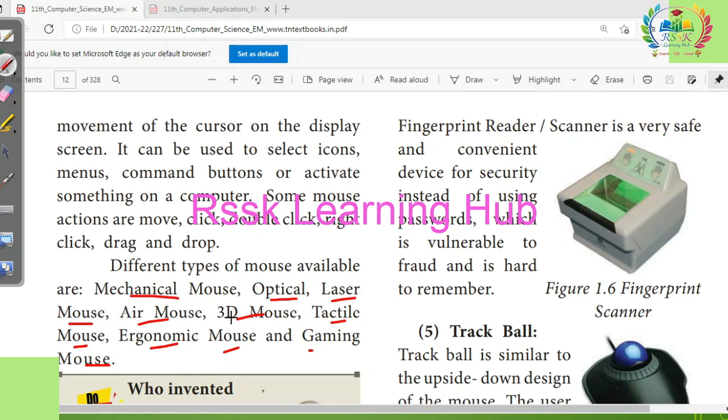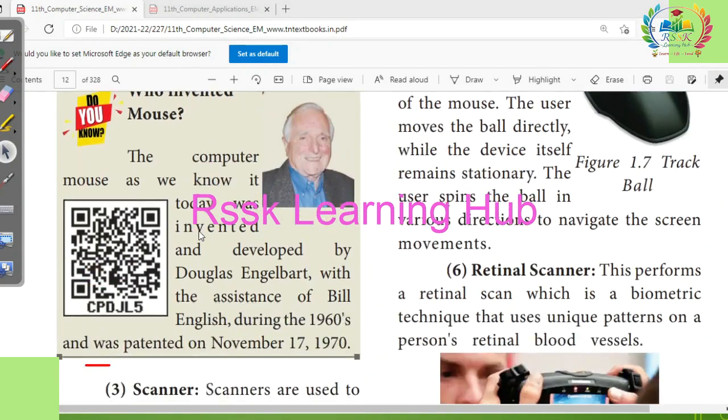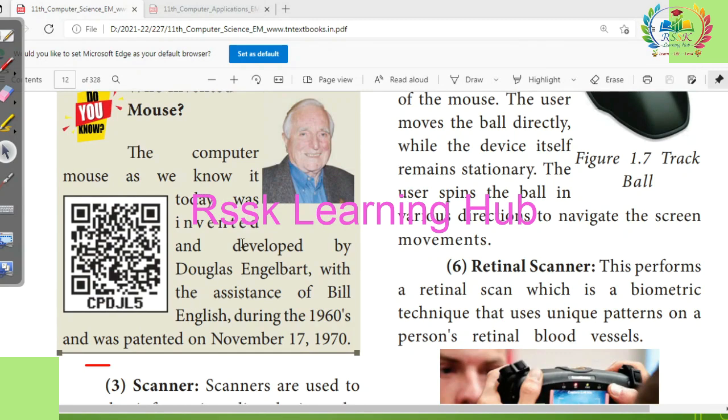Now coming to the laser mouse. The laser mouse uses laser light. It is highly sensitive and able to work on any hot surface. Next, we will see who invented the mouse. The mouse was invented and developed by Douglas Engelbart with the assistance of Bill English. During the 1960s he developed this mouse and it was patented in November. The patent rights for the mouse were given in 1970.